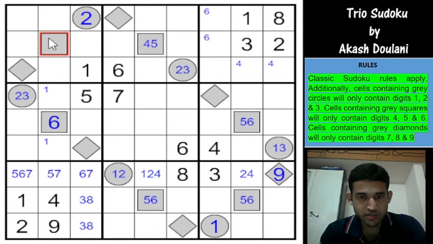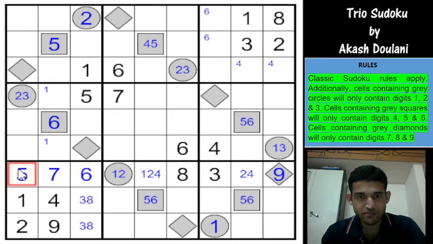So this becomes a 5 now. 4 and 6 are ruled out. So that's a 5. And that gives us a 7 due to classic. So this is 7, that becomes 6, and that becomes a 5, right? And this 5 can be used to place in more digits, so this becomes 4.